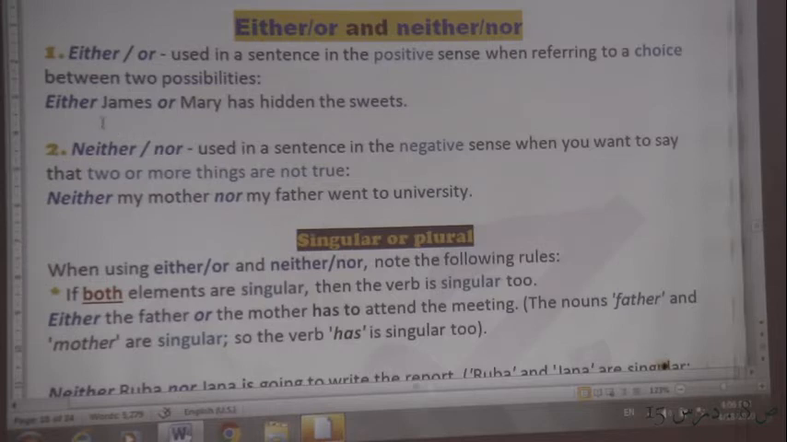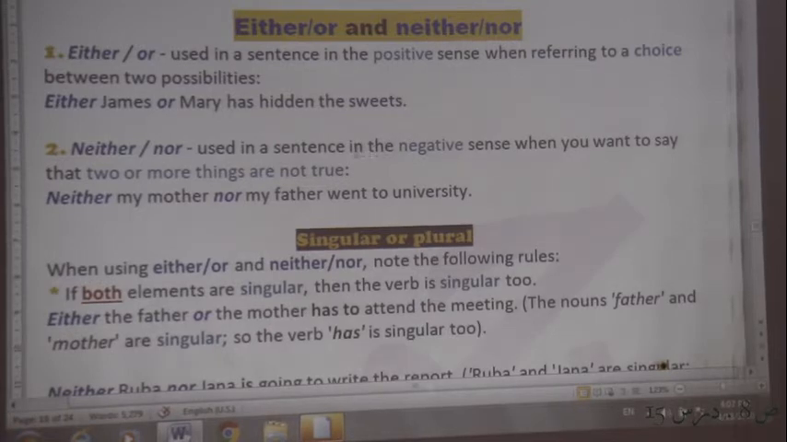For example, either James or Mary has hidden the sweets. Here we are referring to a choice. Now, neither nor is the same but in negative sense, when you want to say that two or more things are not true. So, neither my mother nor my father went to university.